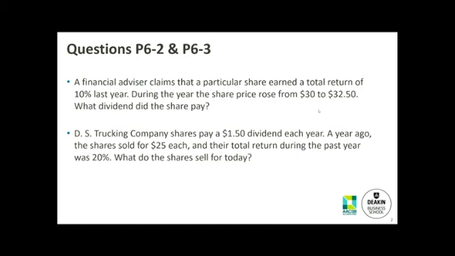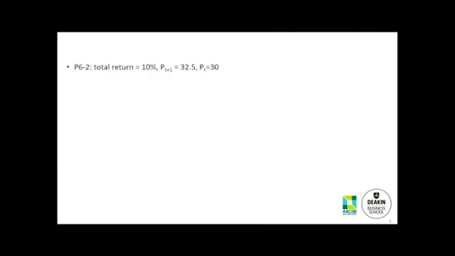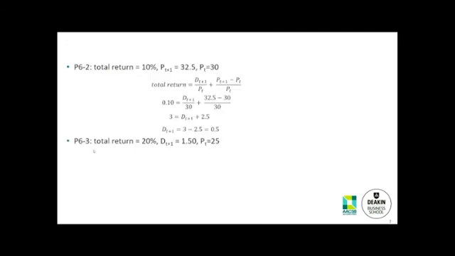So P0, $25 times 1 plus 20%, should equal today's price plus dividends. Then you solve it. Am I right? How to solve it? Total return 20%, D is 1.5. P today, the purchase price, $25. So basically $25 times 1 plus 20% is equal to D plus P1. Rearrange the equation, you can work out P1, and P1 should be $28.5.